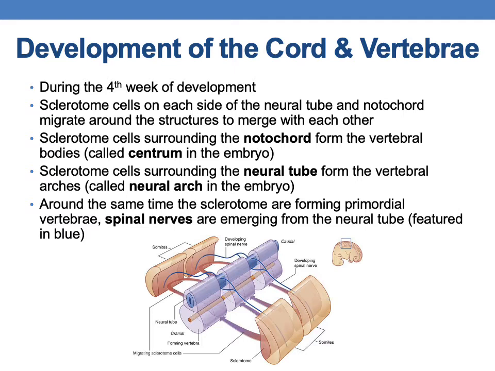Around the same time the sclerotome are forming primordial vertebra, spinal nerves are emerging from the neural tube, as you can see in blue here on the diagram.